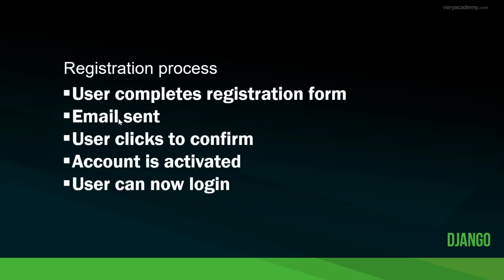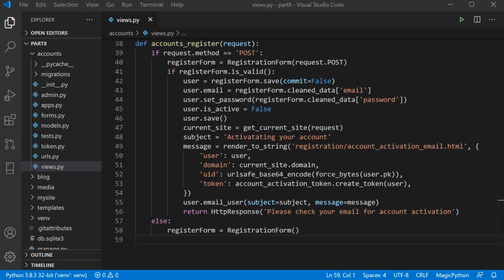So just looking at our process here, we sent them an email, they've clicked to confirm, and the account is now activated. So we now need to perform some sort of action to actually activate their account. That's what we're going to do next. Actually, a change of plan, because we've now got that in place, I guess we should just check to see if that is actually working.